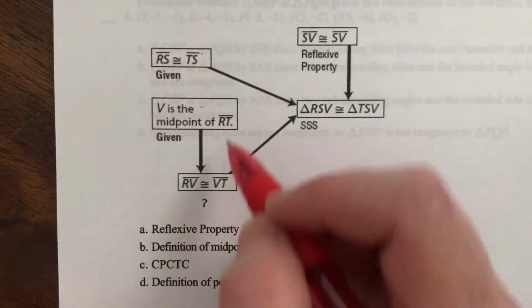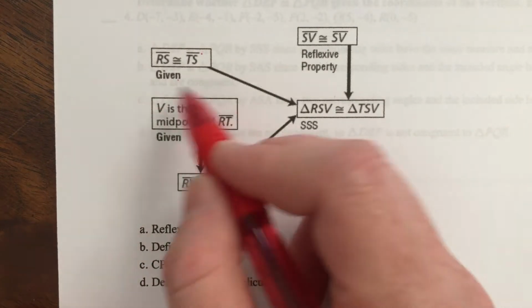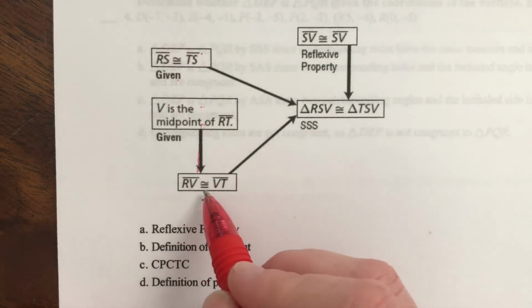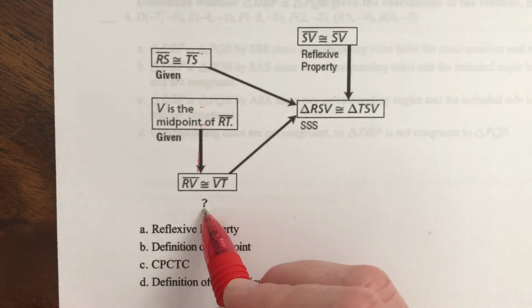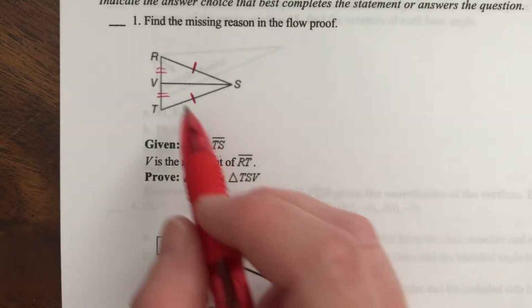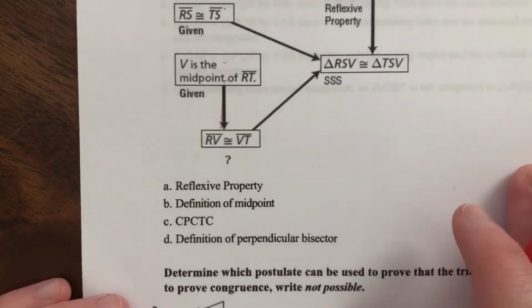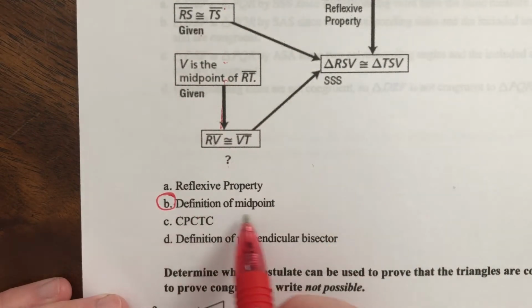And so they wrote this box here. They drew an arrow. Based on this, we can then say that RV is congruent to VT. Why? That's what we're missing. Because V is the midpoint, right? Definition of midpoint. So this is B, definition of midpoint.